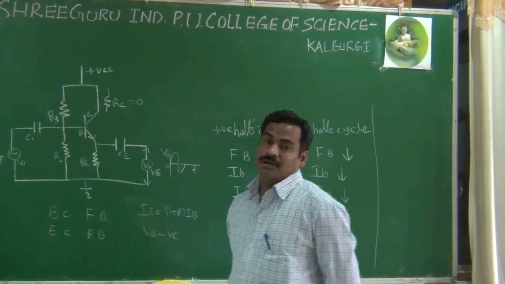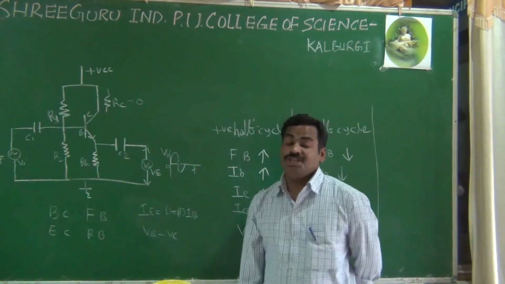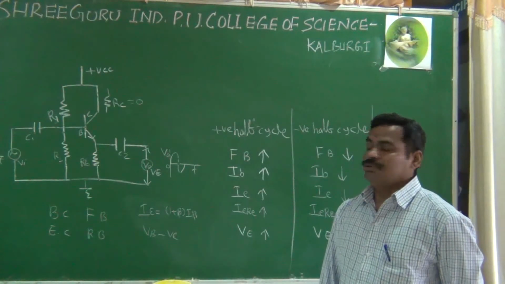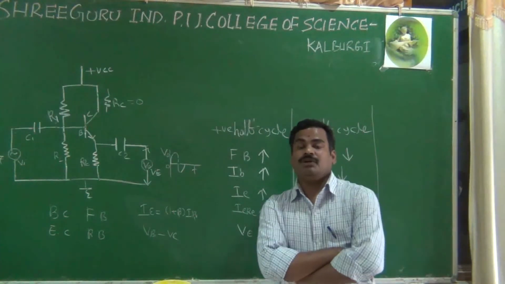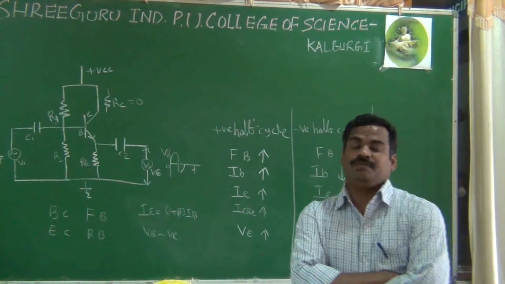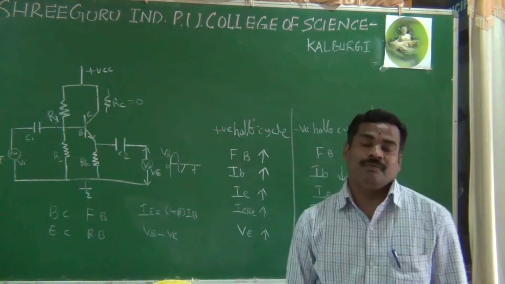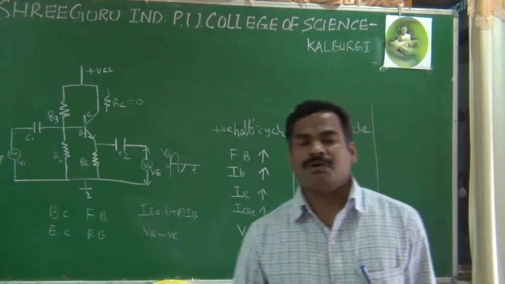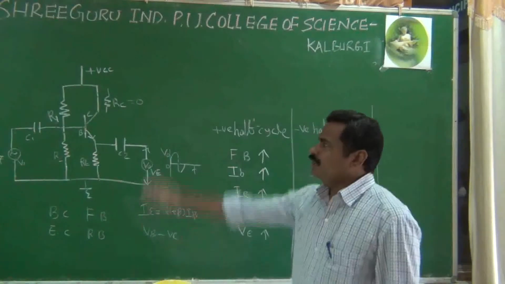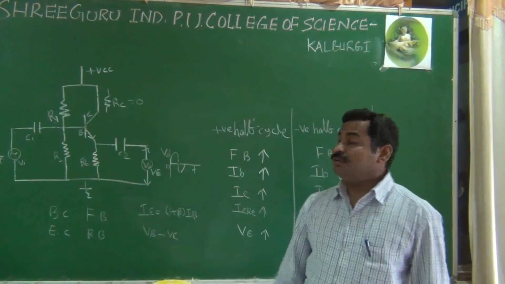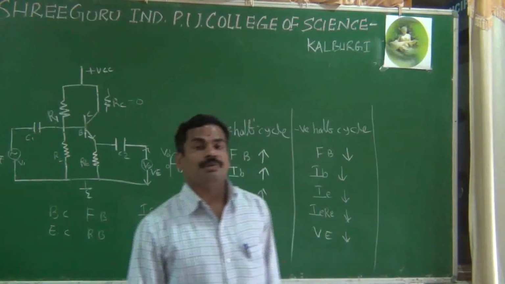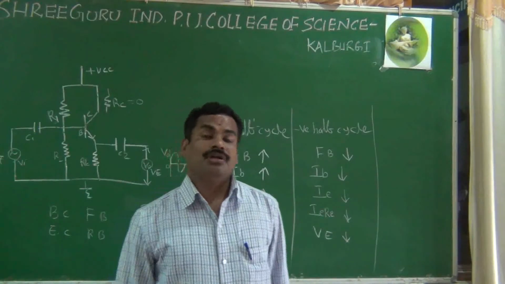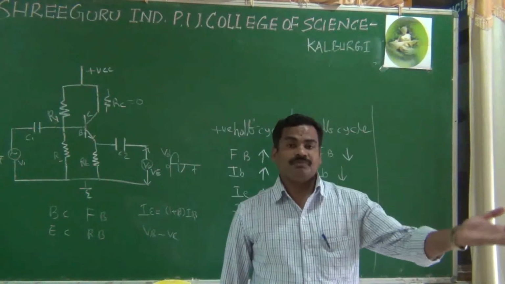Or you can say, whenever you are drawing the AC equivalent circuit of your CC amplifier, the DC source acts as a short circuit. And as we know, it is AC ground only for AC signals, not for DC signals. That is why you are using VCC: the DC voltage is only for the biasing purpose.